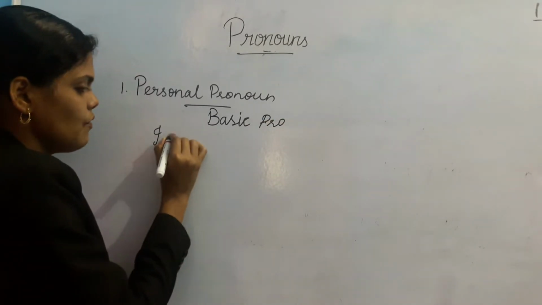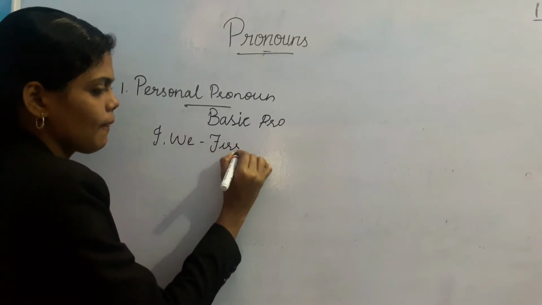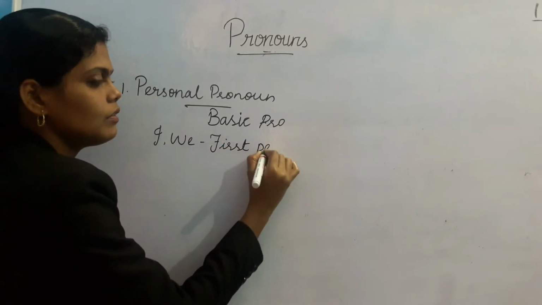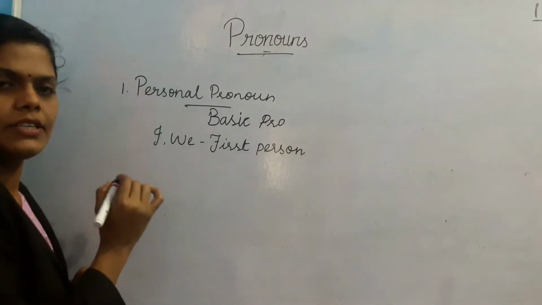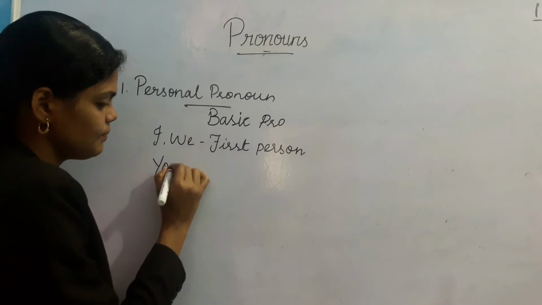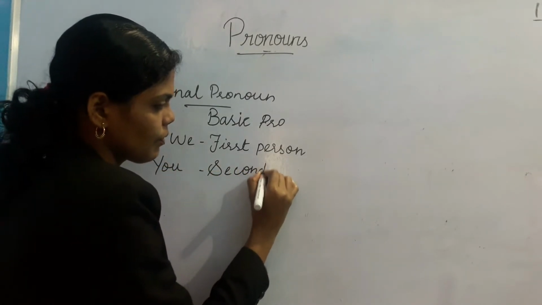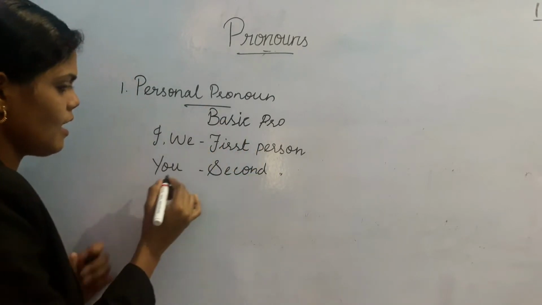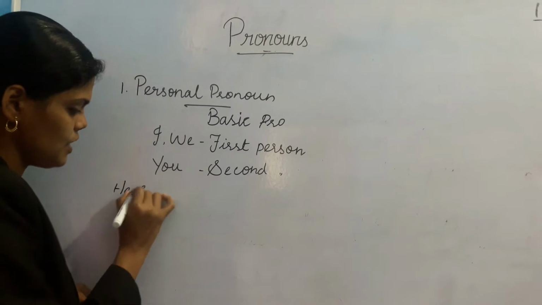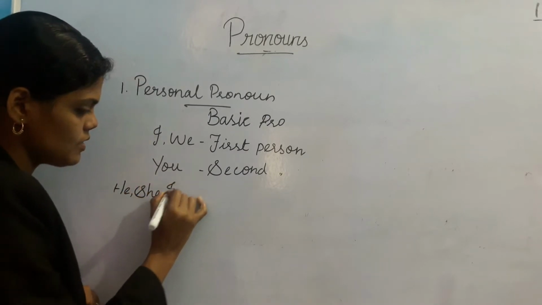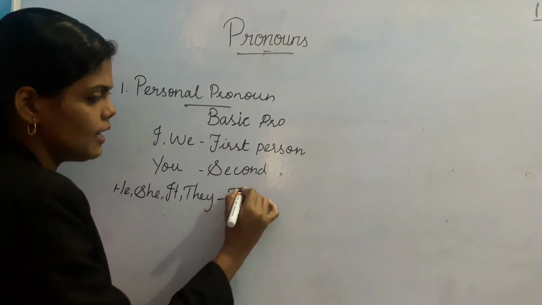I and we are first person. And you is called second person. The balance, what are they? I, we, you over. He, she, it, they are called third person.